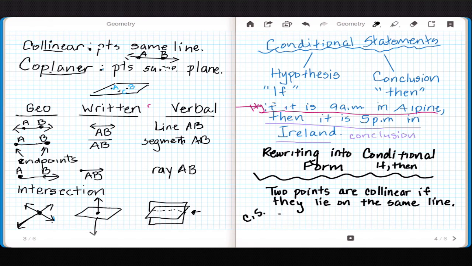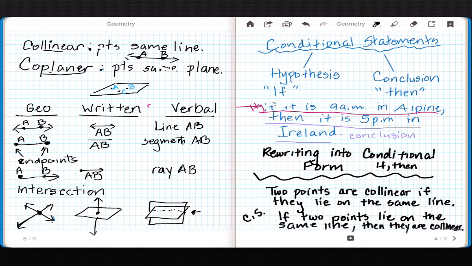So I could change it to if 2 points lie on the same line, then, there's my conclusion, they are collinear. So I have my hypothesis, if 2 points lie on the same line, and my conclusion, then they are collinear.